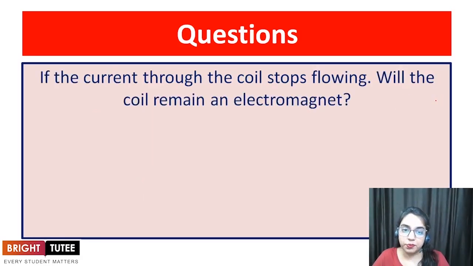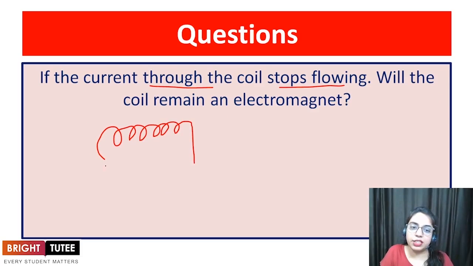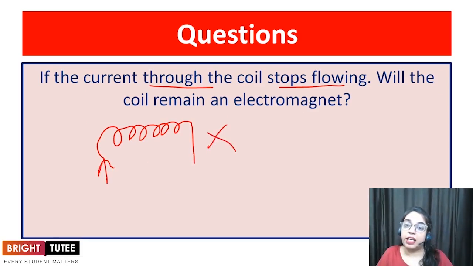Then the next question is, if the current flowing through the coil stops flowing, will it still remain an electromagnet? No children, this is a temporary magnet and it will behave like a magnet only till the time the current is flowing through it. The moment the current stops flowing through it, it will not behave like an electromagnet.